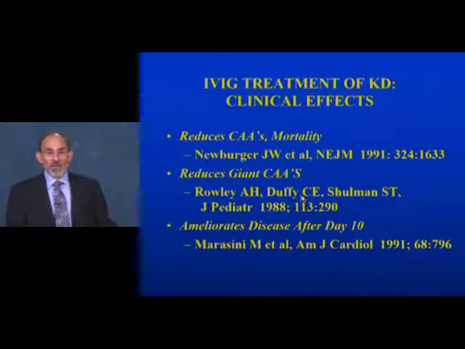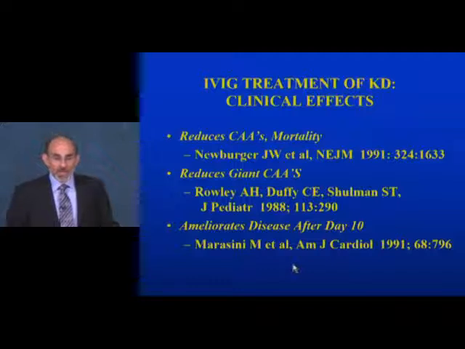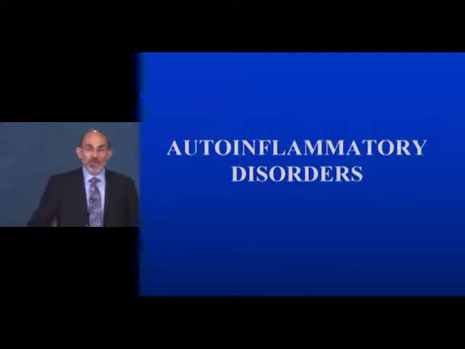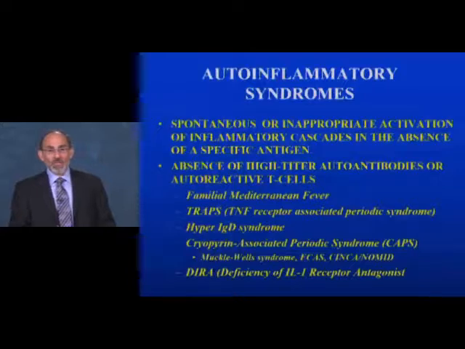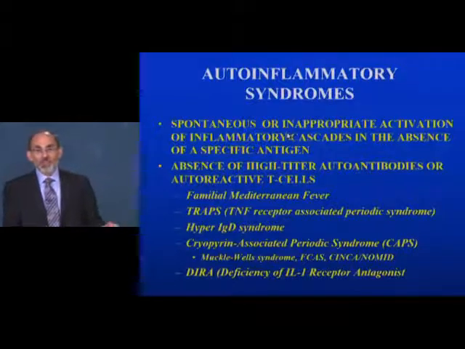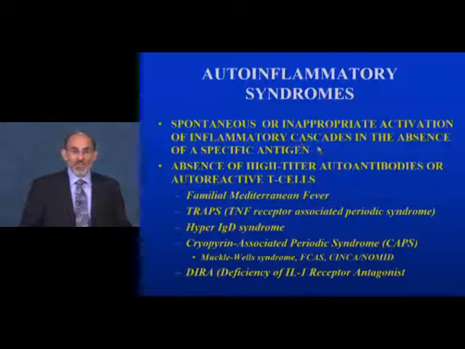There is an algorithm for partial Kawasaki disease, which allows a lot of children who don't technically meet criteria to be identified as having Kawasaki disease and deserving of therapy, and this is available in reviews in 2004 in Circulation and in Pediatrics. Last but not least, the newest member of the pediatric rheumatology family is the autoinflammatory disorders. You may know them better as things like familial Mediterranean fever or TRAPS, but basically these are spontaneous or inappropriate activation of inflammation in the absence of a specific antigen or a specific antibody or autoantibody response.